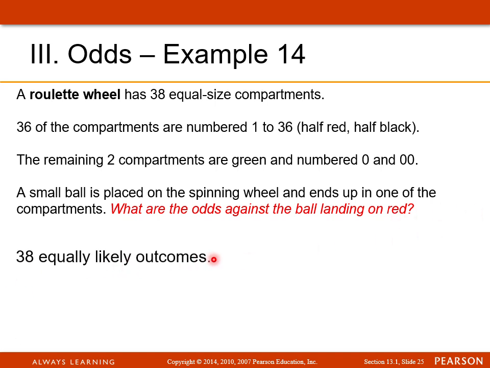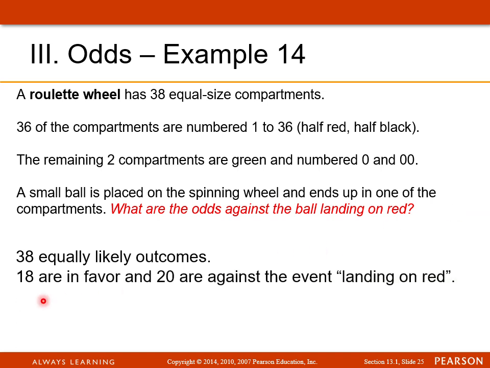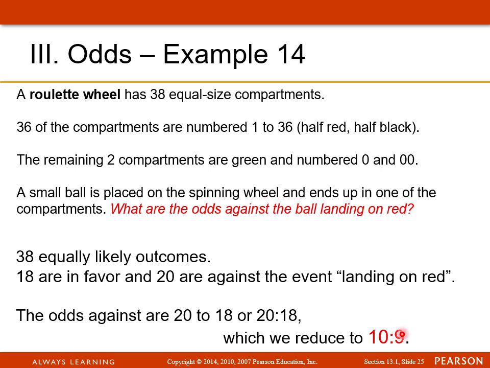Okay, you got 38 equally likely outcomes. Okay, 18 are in favor and 20 are against the event landing on red. Okay, so what are the odds against? That's where we would take our 20 to 18, and of course you can write as a fraction too. There's different ways you can write odds. We can write it with the 2, the colon, or even as a fraction. And if we simplified that, okay, it reduces to 10 to 9. Okay, so these are the odds against it. So we have a 10 to 9 chance against landing on red.